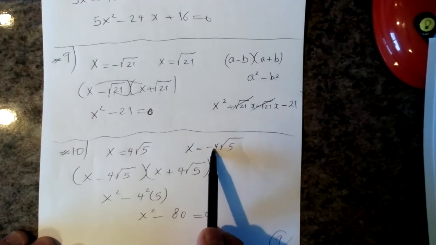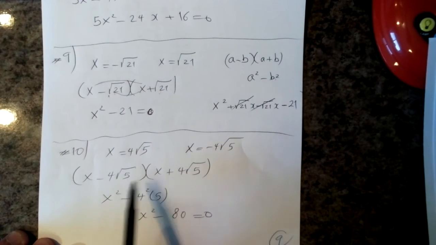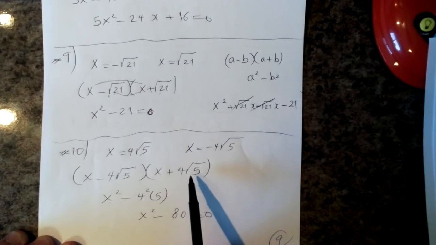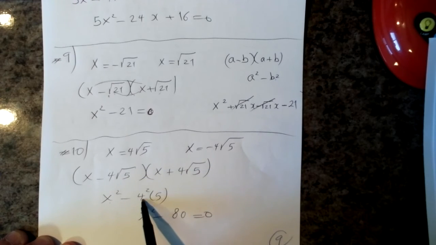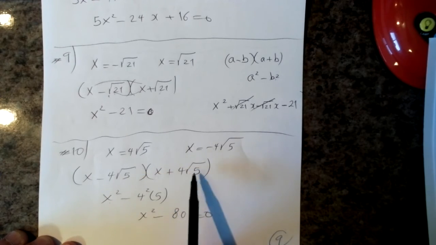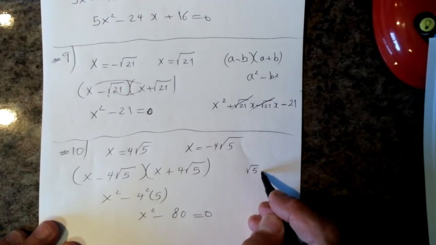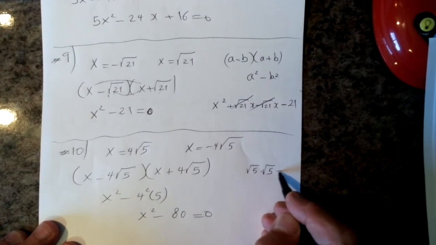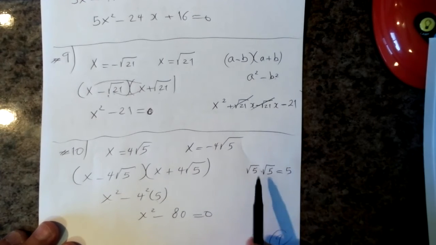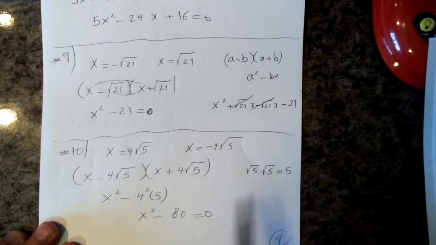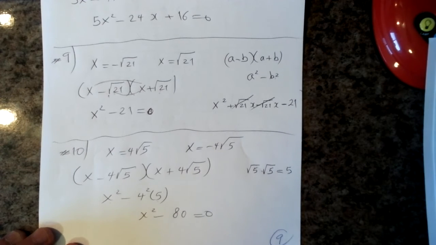The opposite of this is that, the opposite sign is that. When you multiply, x times x is x squared. 4 radical 5 times 4 radical 5 is what? It's 4 squared. Radical 5 times radical 5 is just 5, okay? Remember, if you take a radical and multiply by itself, the radical is removed. So that's why you end up having this.